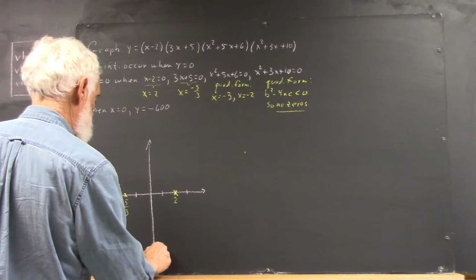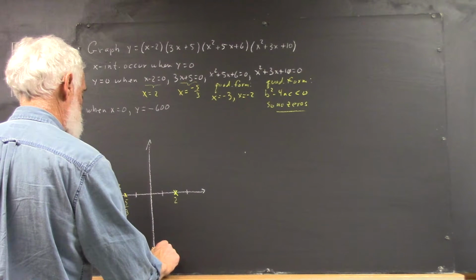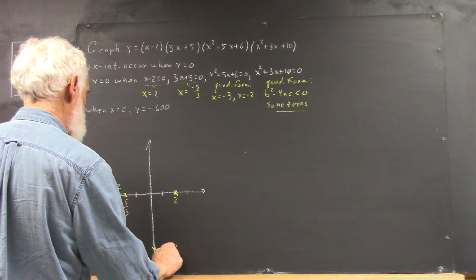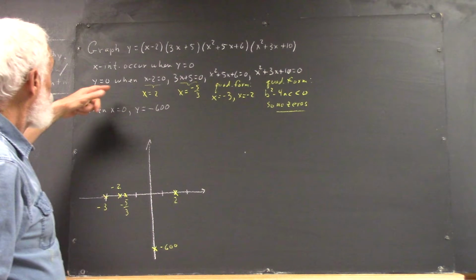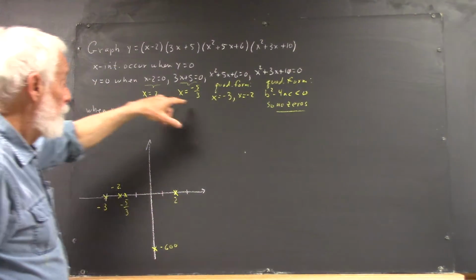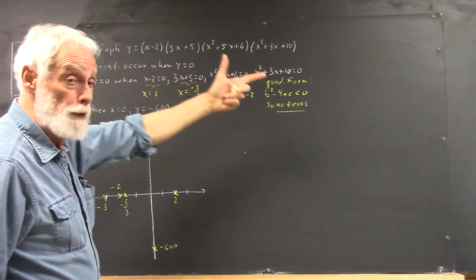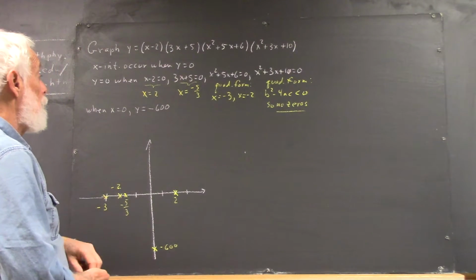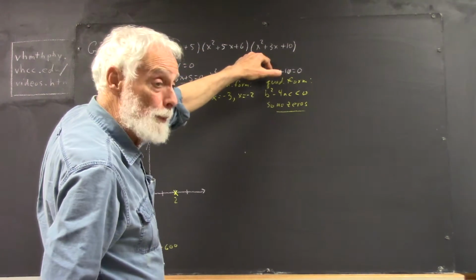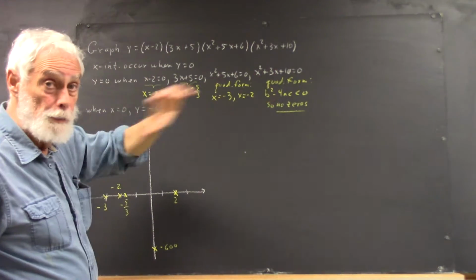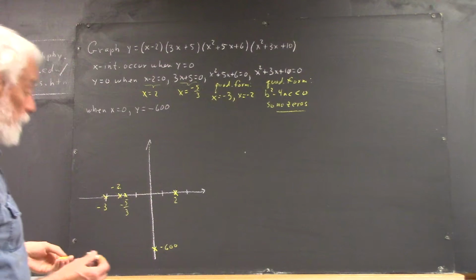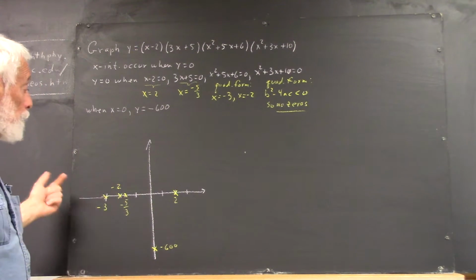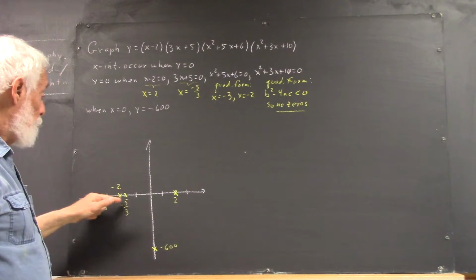So if we put this as negative 600, we see that we have this point on the graph. Now, no other value of x other than these 4 can give you 0, because any other value of x will make every one of these something besides 0, and when you multiply together a bunch of numbers that aren't 0, you don't get 0.